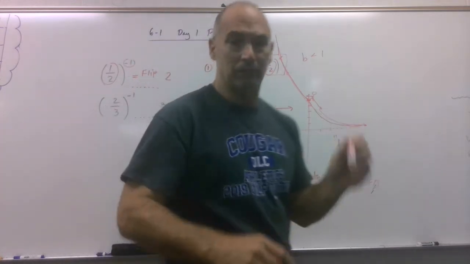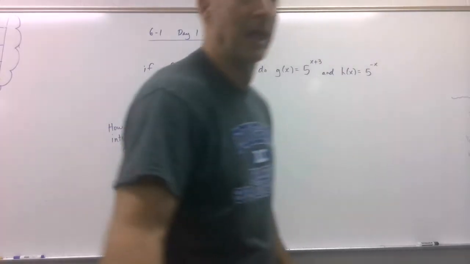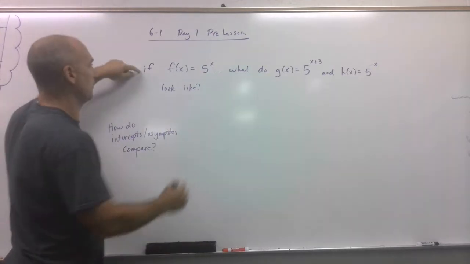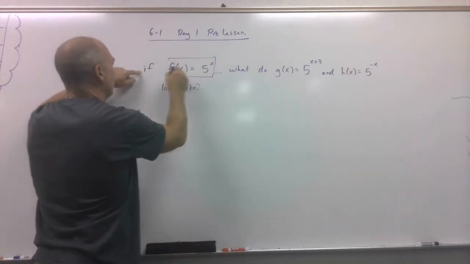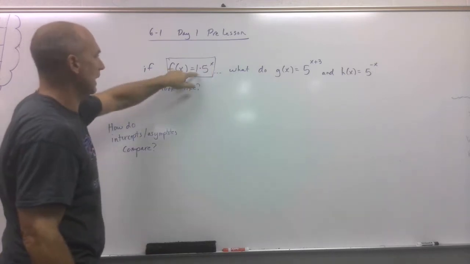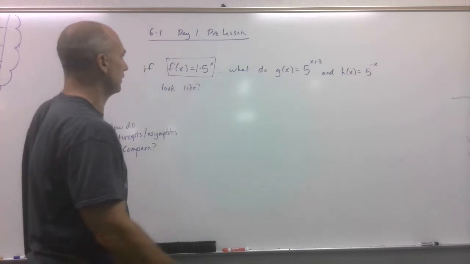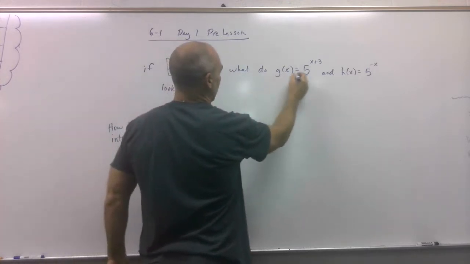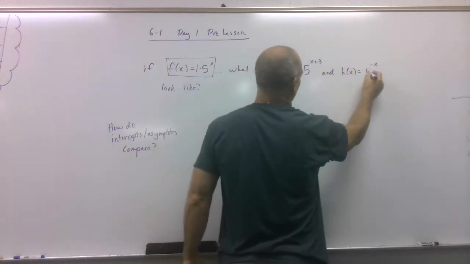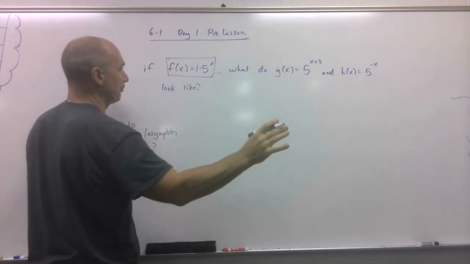All right, one more example coming. Last problem in your example problems. If f of x equals 5 to the x power, remember there's a times 1 there. There's my a, there's my b. Sometimes you forget that little detail. What do g of x equals 5 to the x plus 3 power and h of x equals 5 to the negative x power look like? In other words, graph them.